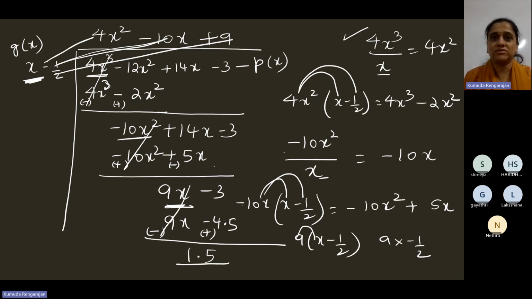But there are some conditions. If you want to find the remainder in less time without doing this long division process, you can use the remainder theorem. But there you have some conditions to be satisfied by P of x and G of x, that is by the dividend and divisor.